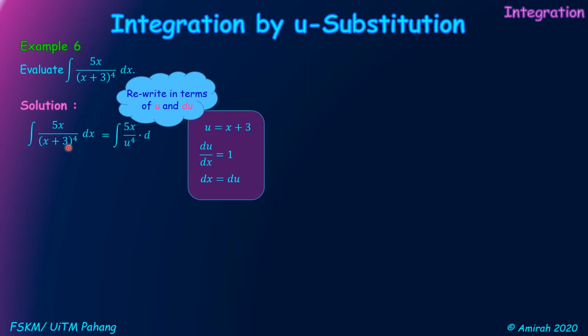After that, we rewrite the given question in terms of U and du. From the given question, we replace x plus 3 with U, and we replace dx with du. We just replace U and dx. Then we still have 5x in the numerator, so we can move out the constant. We get 5 and then the integration of x over u to the power of 4 du.